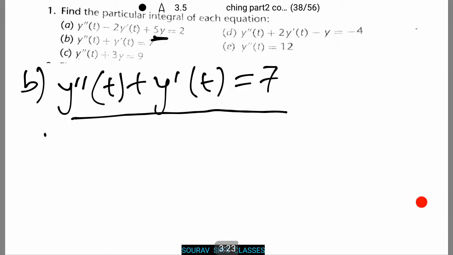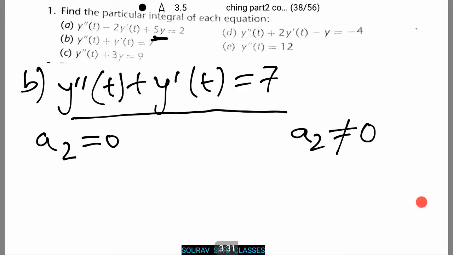In this, the value of a2 equals 0. Now how will we do that? We mentioned that a2 has to be not equal to 0 in order to follow the previous process. Don't worry, in this we have another process to find out the particular integral.